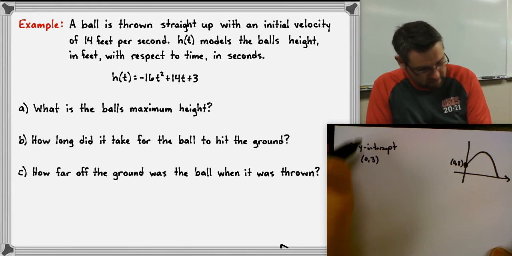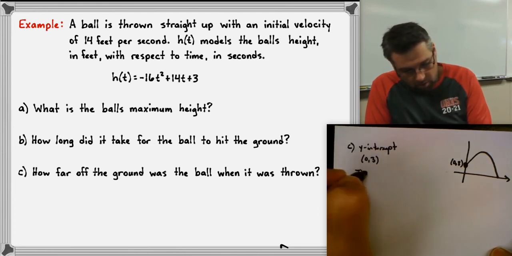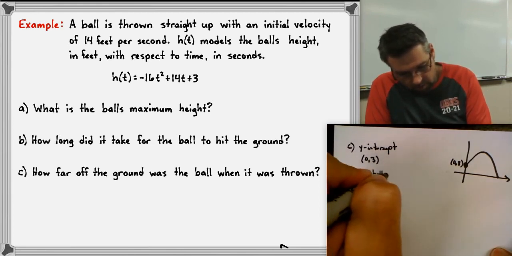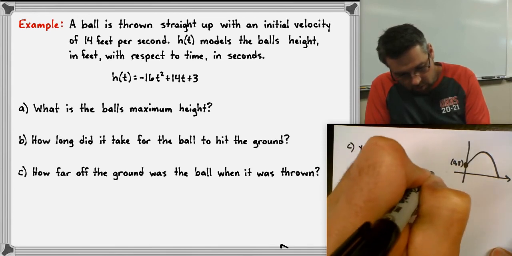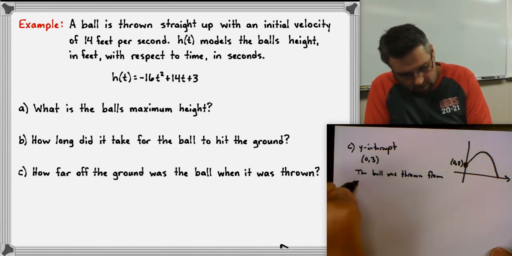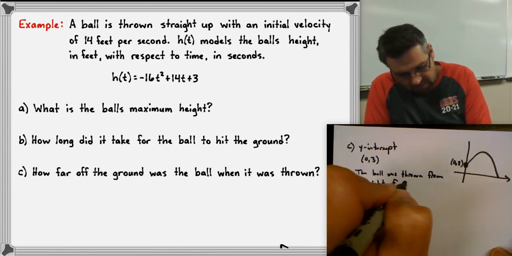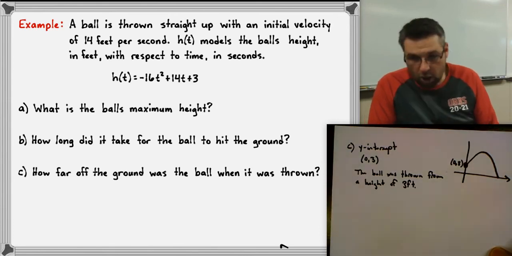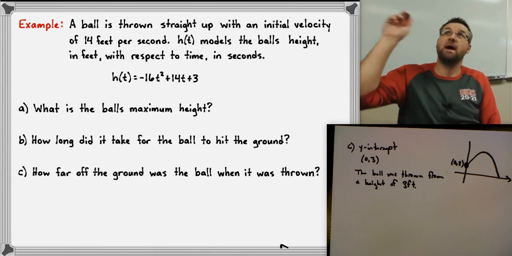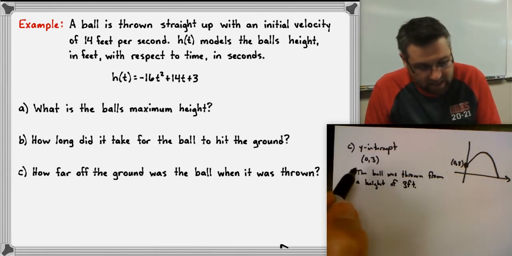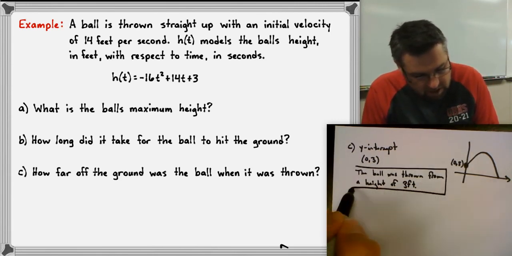Our answer would be this. The ball was thrown from a height of 3 feet. That's pretty low. I mean, I guess I'd have to throw it underhand, right? If it was 3 feet, or have to be laying on my back, throwing it up in the air somehow. But that is the answer to part C, okay?